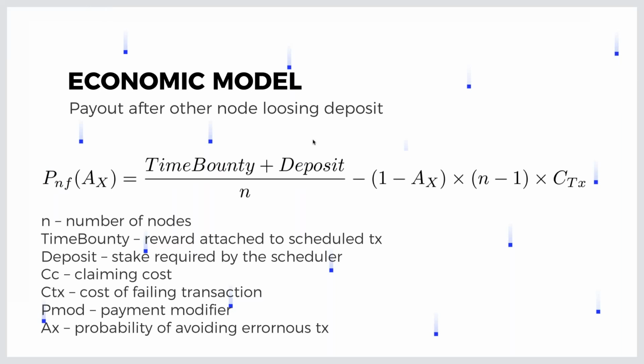Now here we have another chance, because when you or any other node loses the deposit or doesn't execute, this deposit becomes available to any other time node for free-for-all execution. The free-for-all execution will end up with TimeBounty plus deposit, minus, obviously, the chance of collision, so the expected payout if the collision happens.